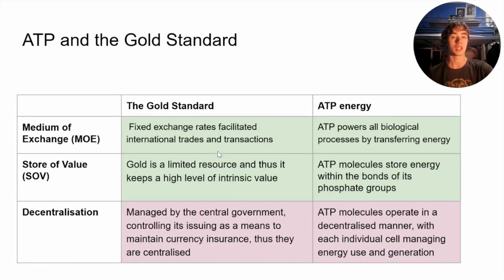Now let's look at ATP as a medium of exchange and a store of value. The gold standard facilitated global trade through fixed exchange rates, much like ATP powers all biological processes by transferring energy. Gold's scarcity made it a valuable asset, just as ATP stores energy within its phosphate bonds. The one key difference lies in decentralization. The gold standard was controlled by central governments and authorities regulating its issuance, whereas ATP operates in a decentralized manner. Each cell independently manages its own energy supply.